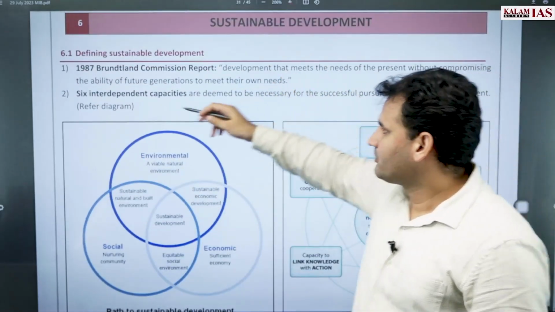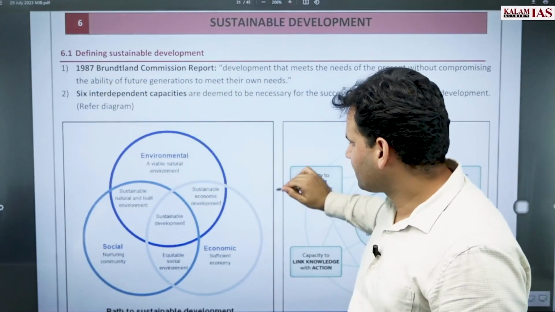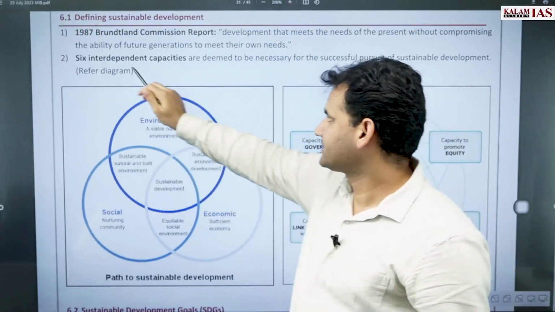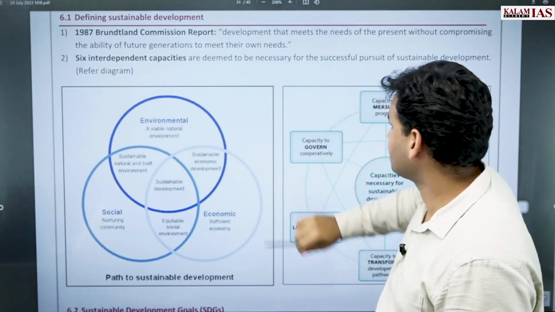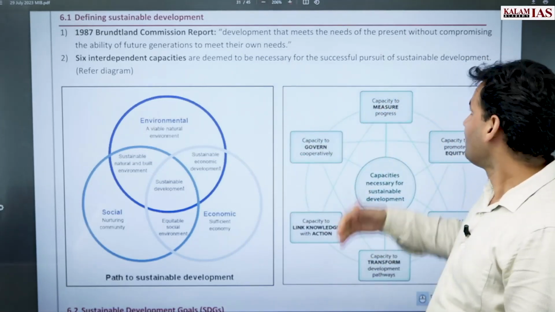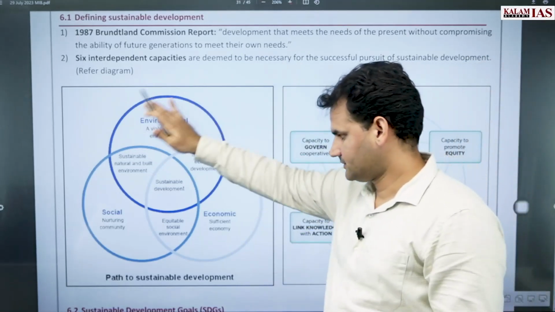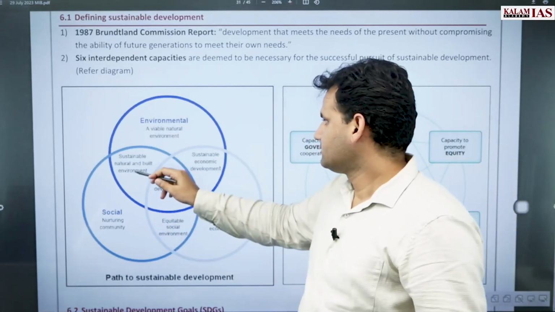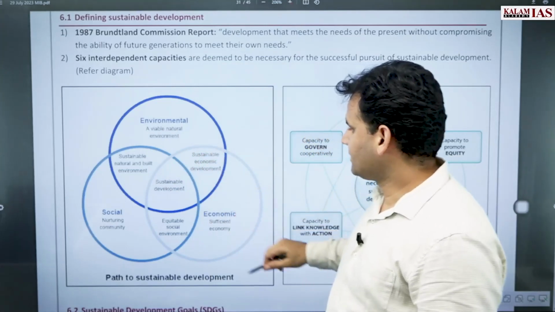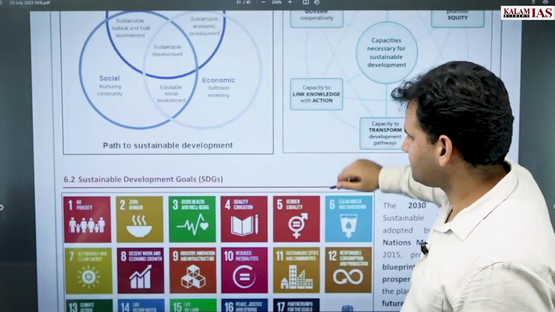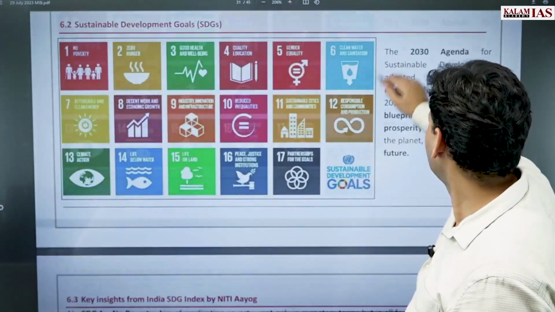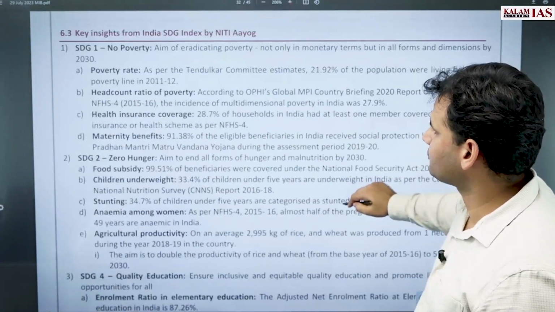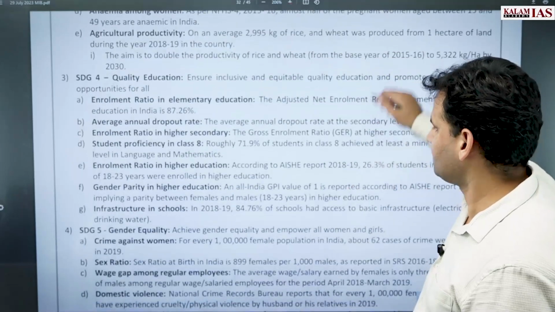Then Sustainable Development 1987, Brundtland Commission and everything. So this is how you make diagrams. We have 6 interdependent capacities which are deemed necessary for successful pursuit of sustainable development. Right? Social, economic, equitable, environmental and whatnot. Right. Then we have NITI Aayog's report on different sustainable development goals.